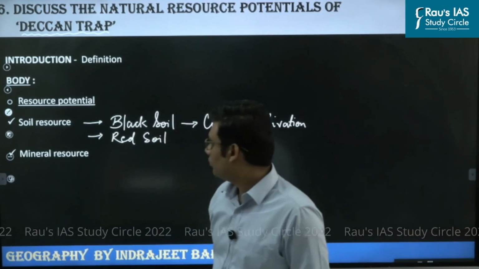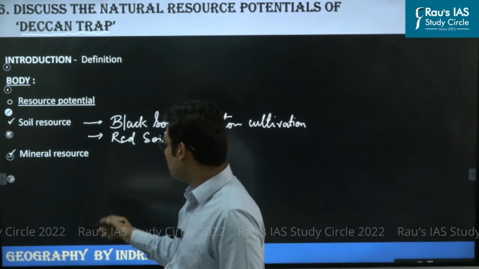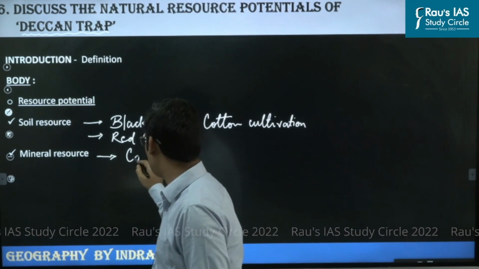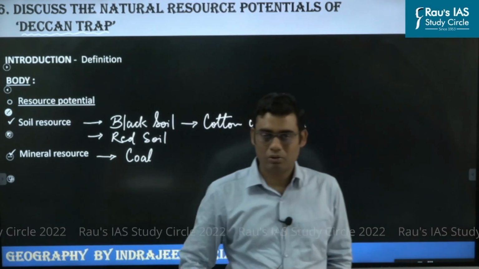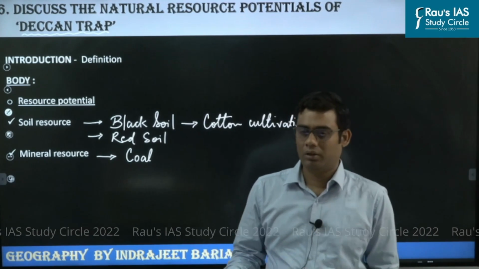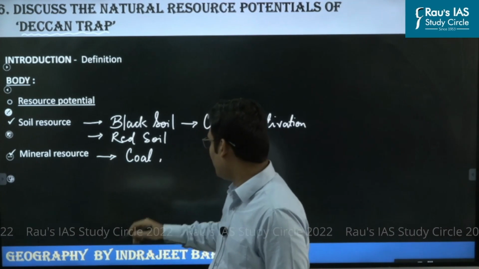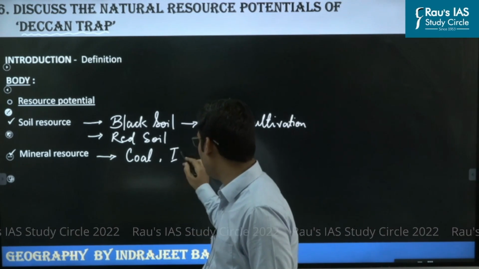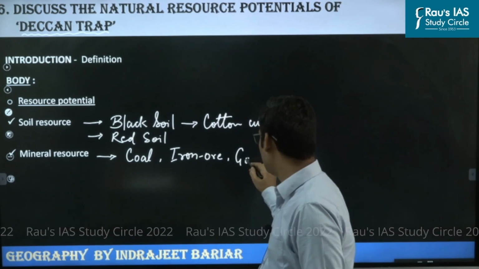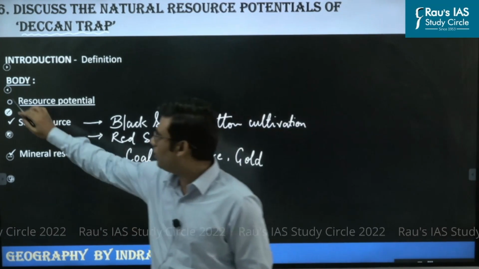Next, we talk about mineral resources. Which mineral resources can we cover over here? First, we can talk about coal. Coal is found in Maharashtra, the Wardha Valley region, and the Telangana region. That's the first mineral resource. Apart from that, you can talk about iron ore. We can talk about gold reserves over here. So a few mineral resources would be given here.